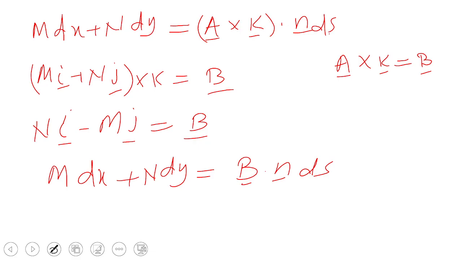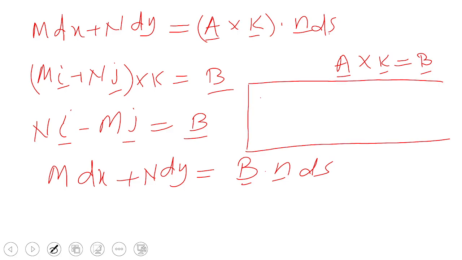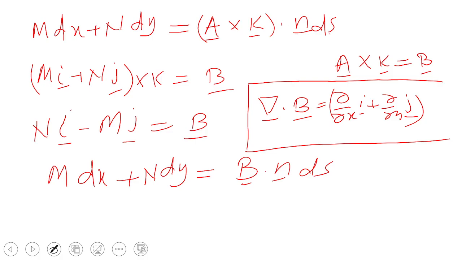Okay. Let us find the divergence of B as well. Divergence of B is equal to partial by partial x i plus partial by partial y j applied on B, which is n i minus m j.